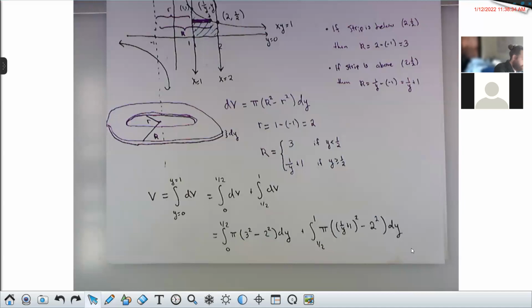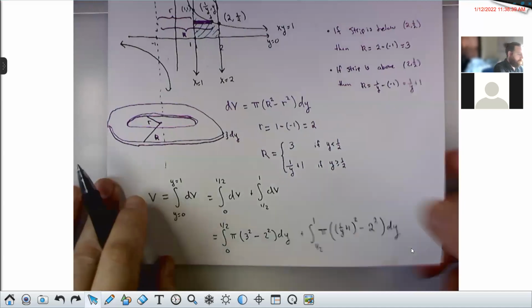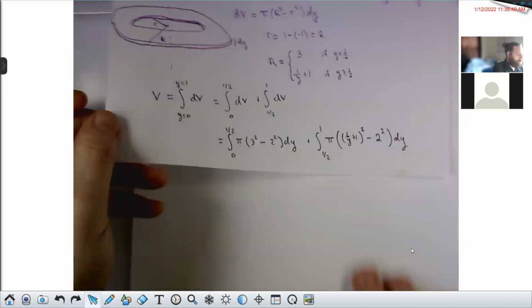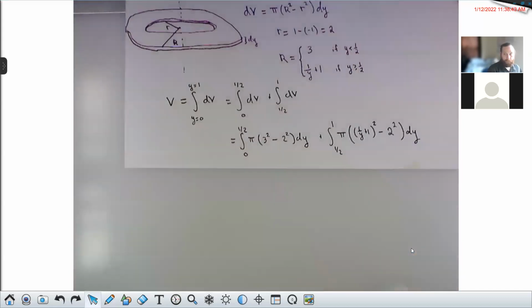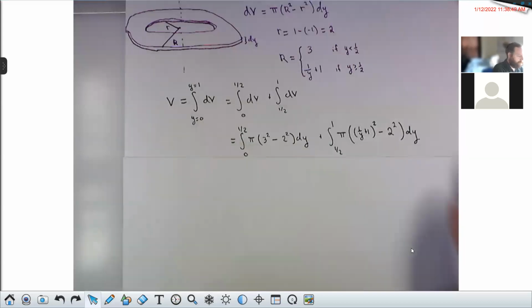Okay, then let's go ahead and solve these integrals. We'll see what we get. Then I'll introduce you to the other method, which I claim is the superior method for this problem. And you'll see if we can get this much better.